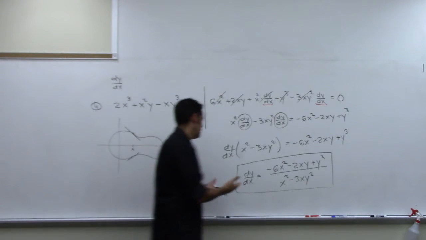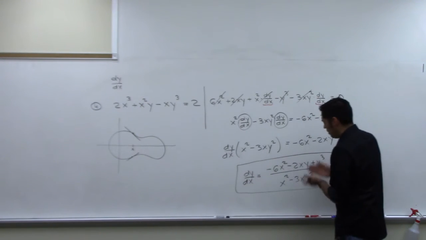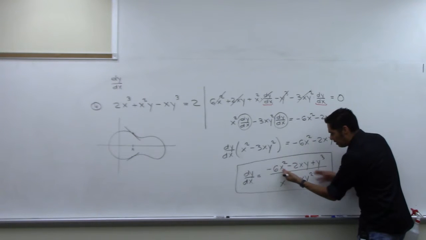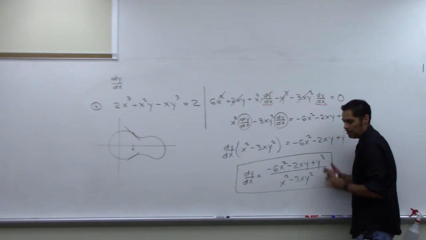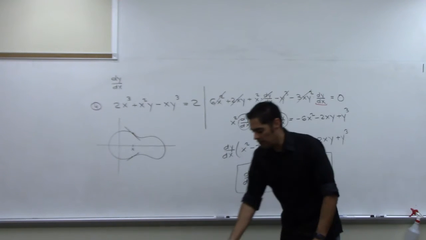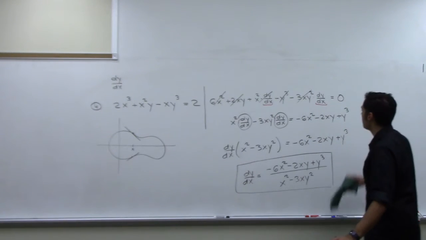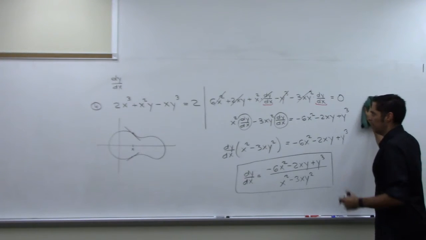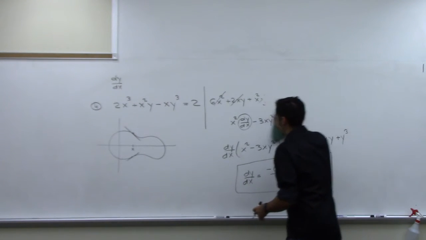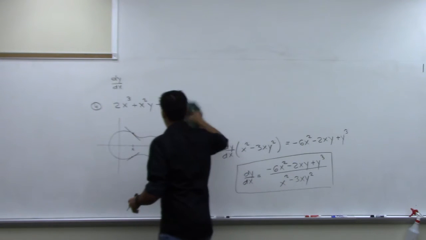So notice that the slope of the tangent line depends on both, not only the x you give me, but the y also needs to be given in order for me to be able to determine the slope of the tangent line. So it kind of makes sense that you would need both the x and the y in order to get the answer. All right.